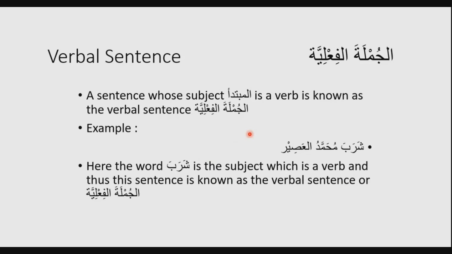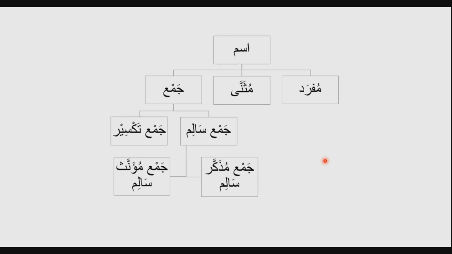Similarly, a jumla fi'liya is when the mubtada, the subject, is a verb. Here the example is sharaba Muhammadul asir. So here the word sharaba is a verb. So when a sentence starts with a verb, that is when the mubtada or the subject is a verb, then it is known as al-jumla al-fi'liya, or the verbal sentence. I'm just using this Arabic term so that you get familiar with it. We're going to continue with the Arabic only. I've not written this in English so that you go on with the Arabic and you do not find it hard when we start the lessons.